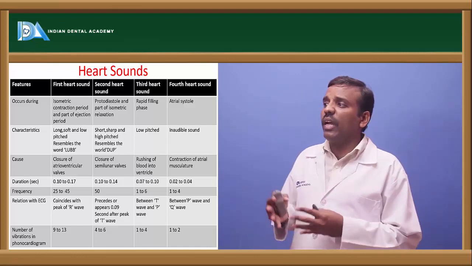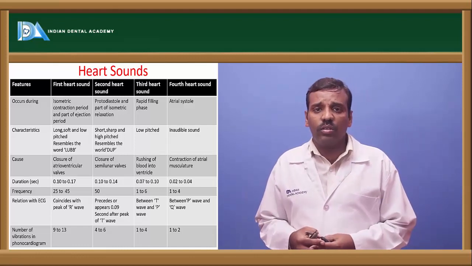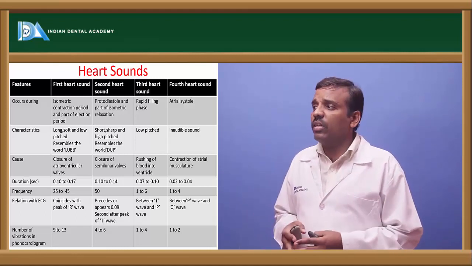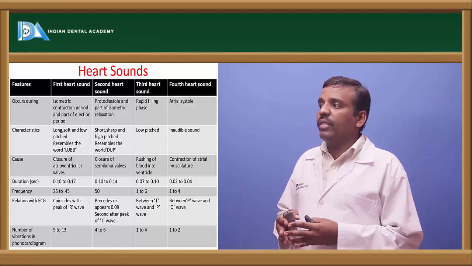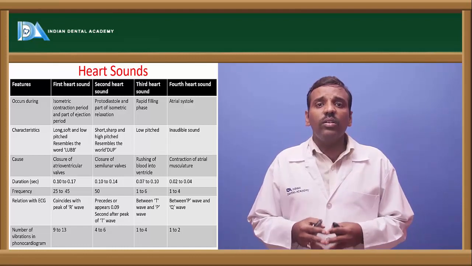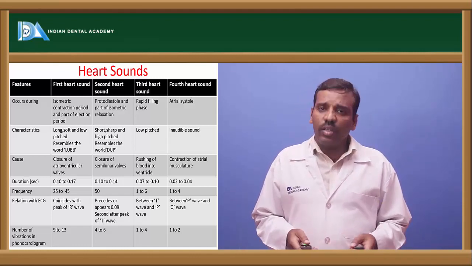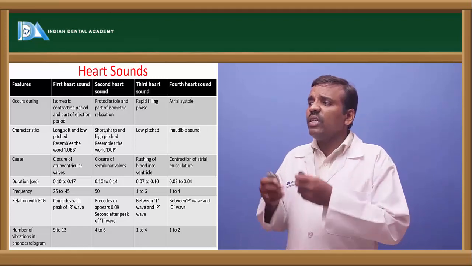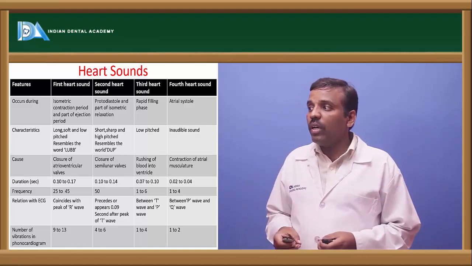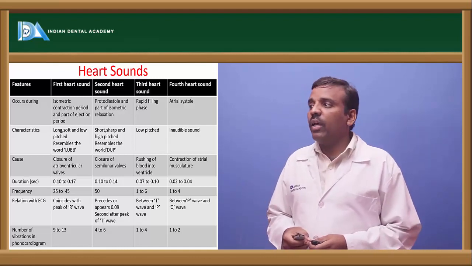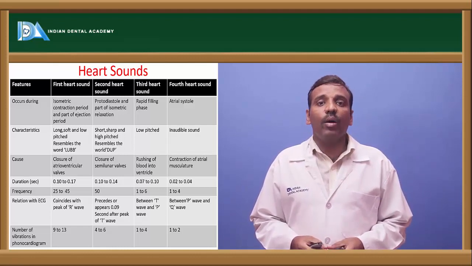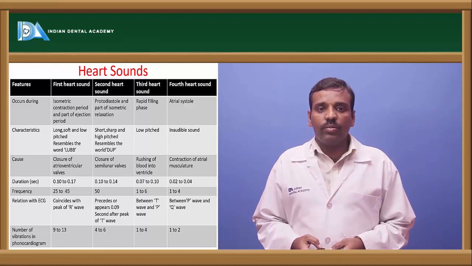If you see the features of these heart sounds, the first heart sound occurs during the isometric contraction period and part of the ejection period. And the characters of this: it is a long, soft, and low pitched sound. It resembles "lub". The sound we are listening to, "lub", is the first heart sound.